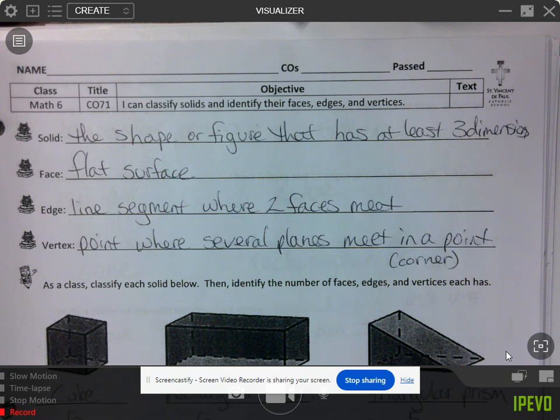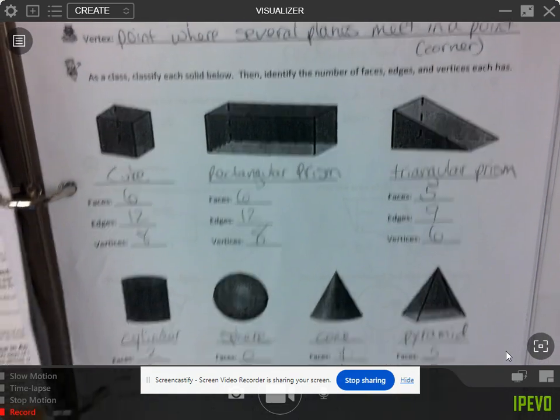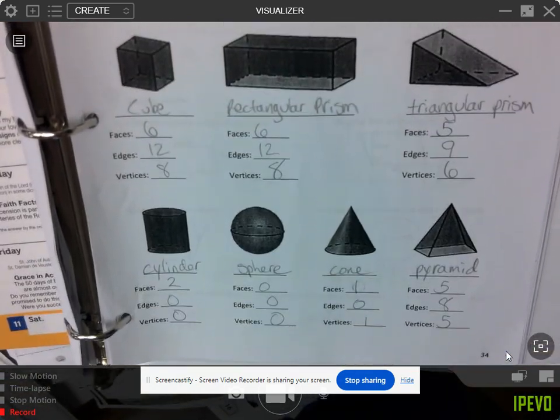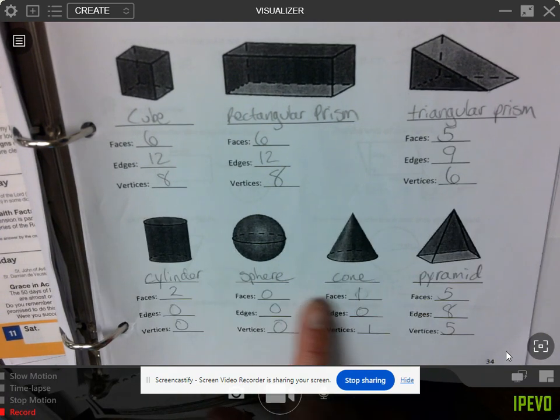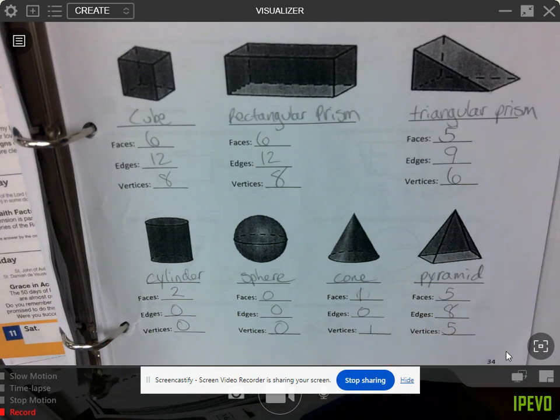As a reminder of what we covered last week, CO71 was classifying solids. Remember, when we classify it, we give its name. So when it says classify these solids, we say what the name of the solids are, and then we know what faces, edges, and vertices are. So we talked about the cube, the rectangular prism, the triangular prism, the cylinder, the sphere, the cone, and the pyramid. It is important that we know the names of these different three-dimensional shapes.